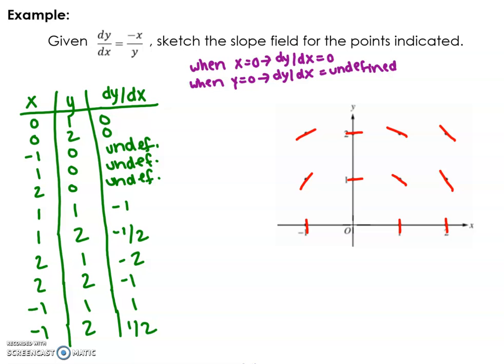So it's kind of tedious because you're picking points, but it's pretty easy in the fact that you're just plugging them in and getting values, and then you're just drawing little tick marks of that slope at that point.